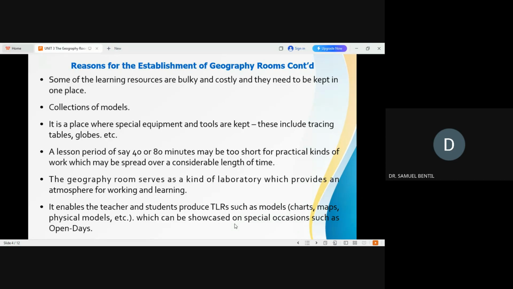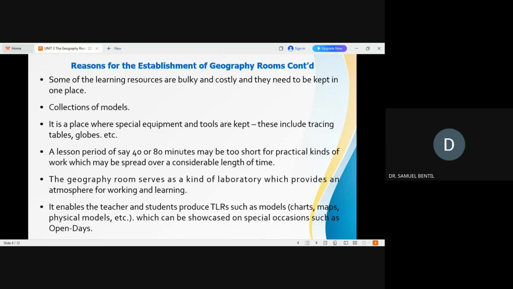Now, we're also saying that a lesson period of about 40 to 80 minutes, or now we say 1 hour to 2 hours, 60 to 120 minutes, may be too short for practical kinds of work, which may be spread over a considerable length of time.